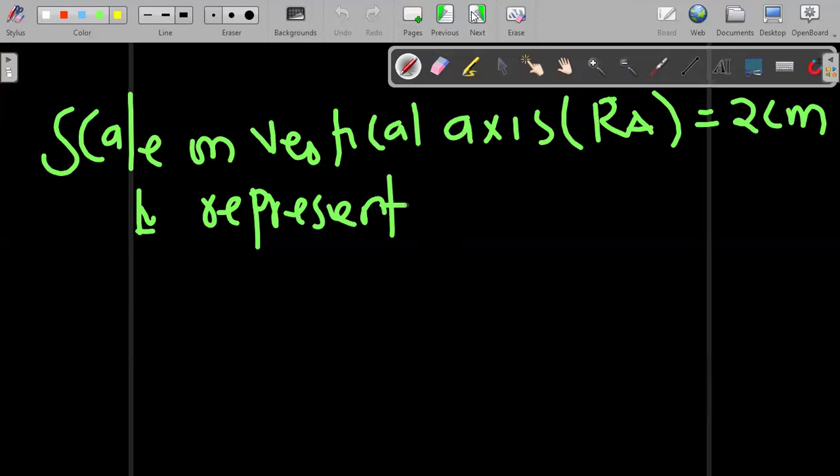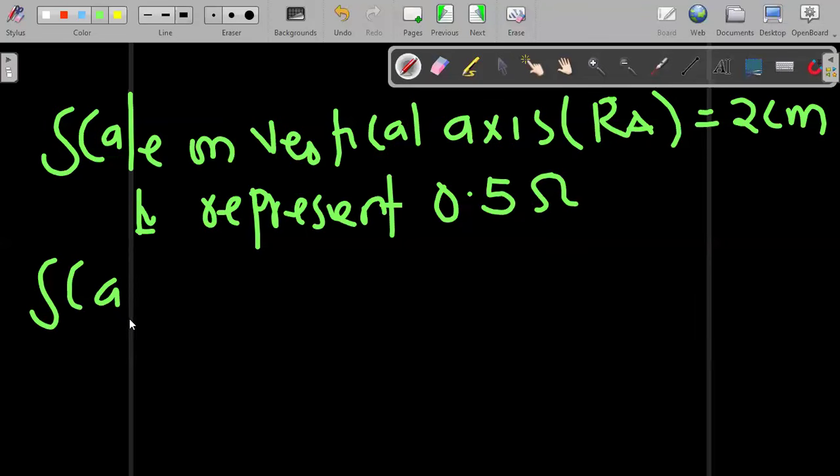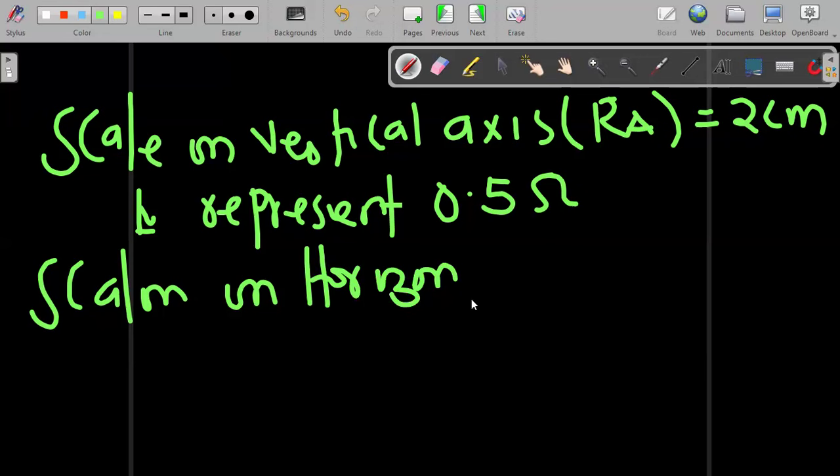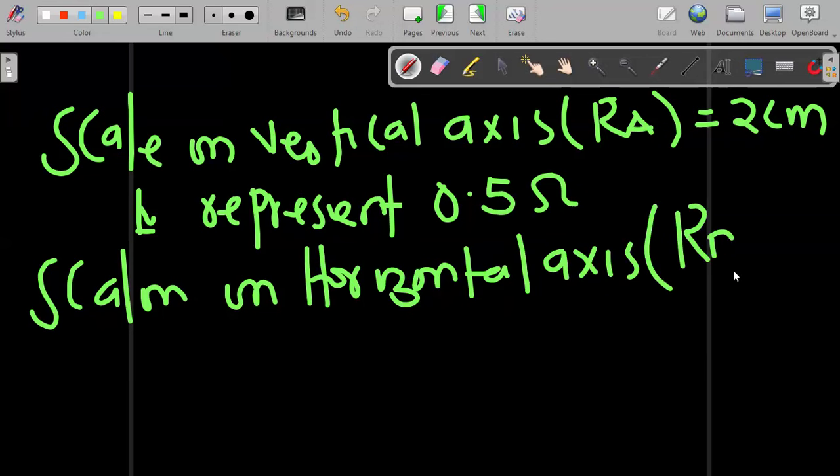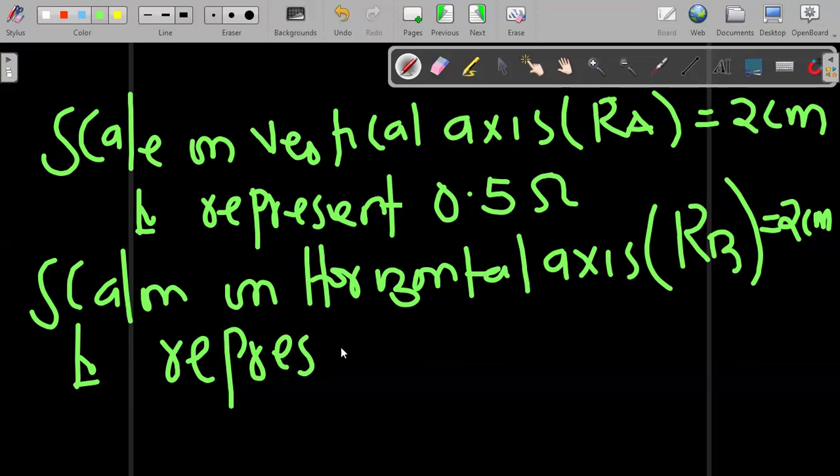So it's enough, Abi. You have to write 2 centimeters to represent 0.5 ohms, because the unit of the vertical is in ohms. Yes, sir, 0.5 ohms. So you also take K, and write K on the horizontal axis, which is my arrow B. I told you already, use 2 centimeters to represent what? Check.